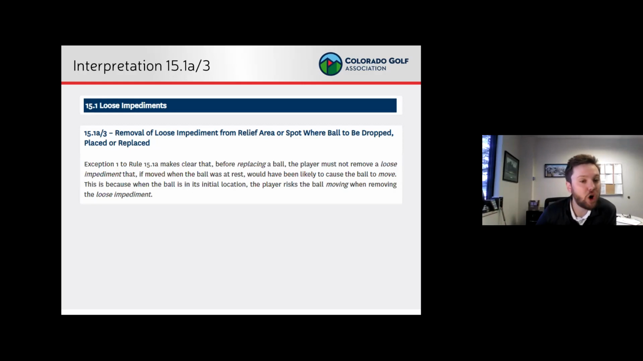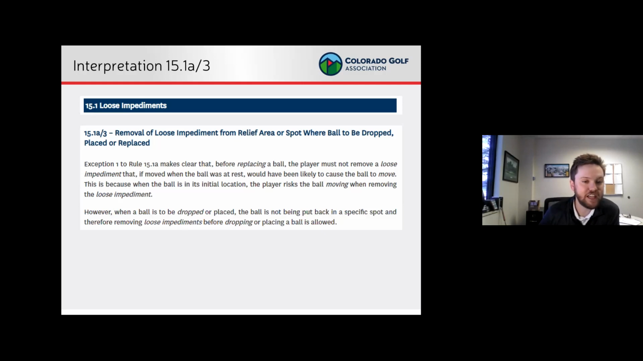So this is exception 1 to rule 15.1a. It makes clear that before replacing a ball, the player must not remove a loose impediment, a natural object, that if moved when the ball is at rest, would have likely caused the ball to move. This is because when the ball is in its initial location, the player risks the ball moving when removing the loose impediment. So again, you're not allowed to use this as a loophole to say, oh, my ball is out of where it's supposed to be in that original spot and I have to replace it. And now I can... no, the rule is very specific about not being able to remove that.